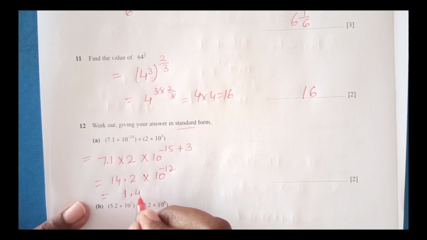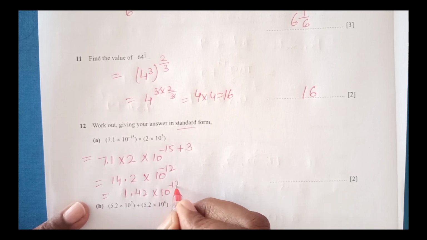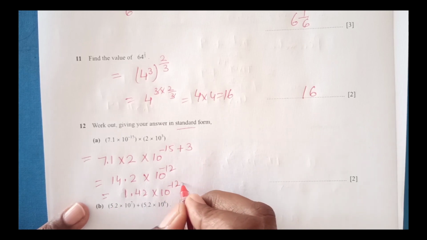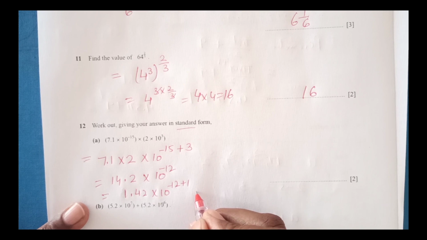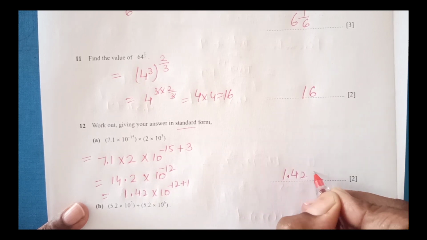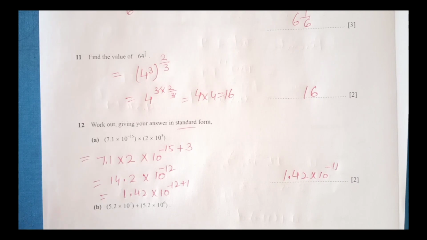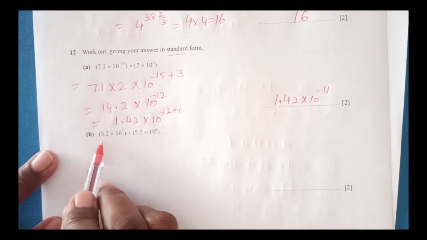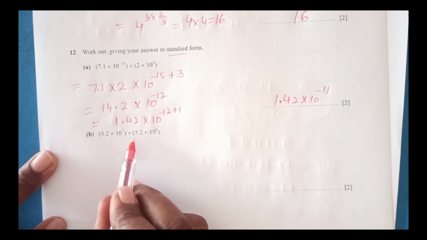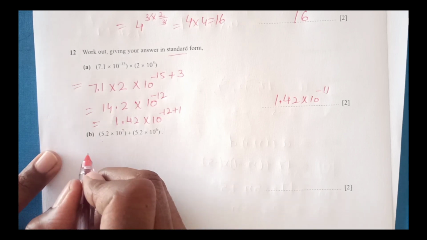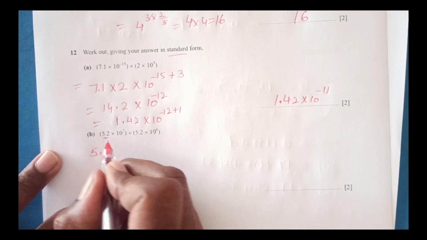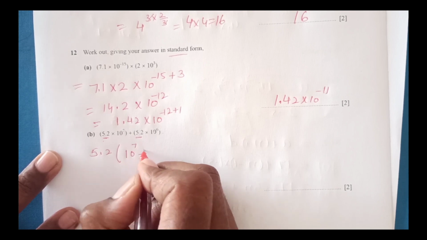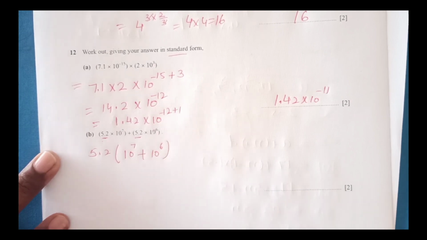So 1.42 times 10 raised to power negative 2, as we have shifted the decimal to the left-hand side, this is going to be plus 1, which is 1.42 times 10 raised to power minus 11. Okay. Now this is plus here, 5.2. If you see 5.2, we can take out 5.2 common from here, right? So inside we will have 10 power 7 plus 10 power 6.